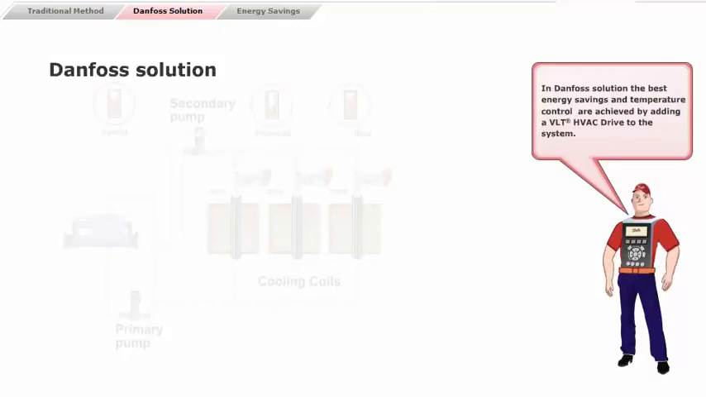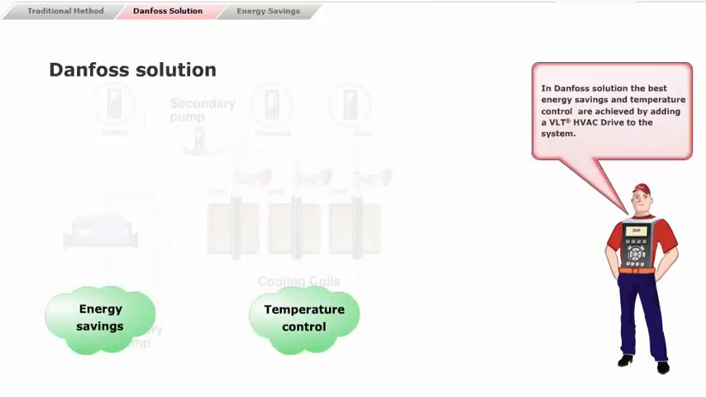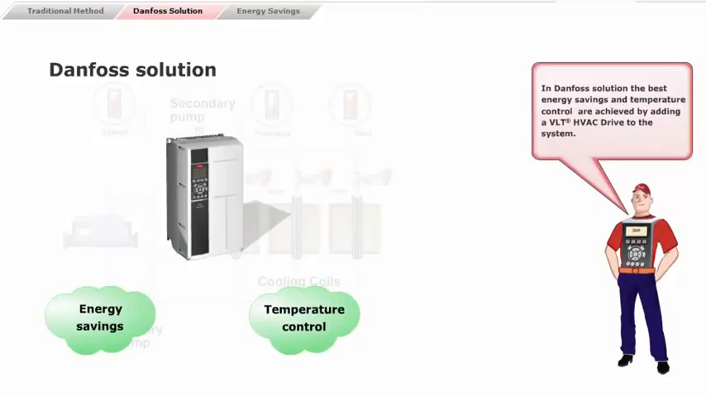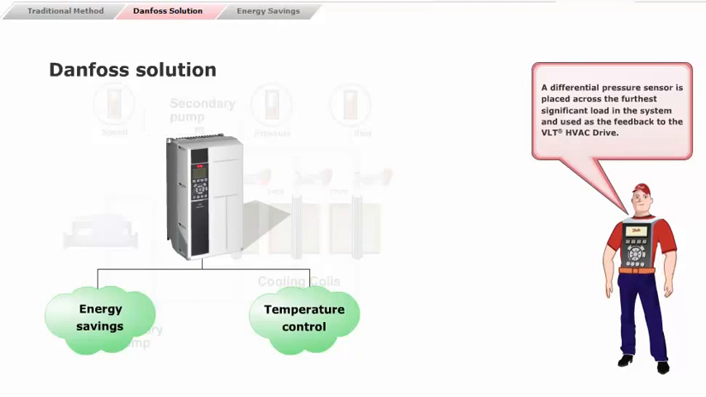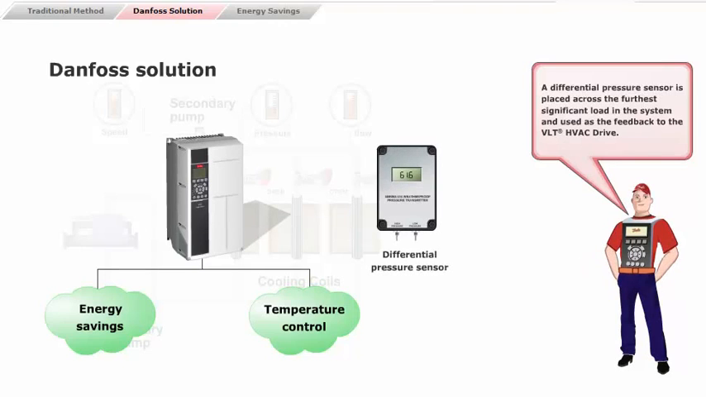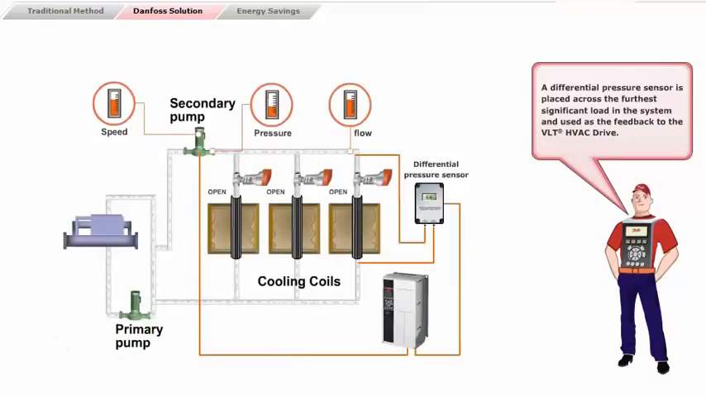In the Danfoss solution, the best energy savings and temperature control are achieved by adding a VLT HVAC drive to the system. A differential pressure sensor is placed across the furthest significant load in the system and used as feedback to the VLT HVAC drive. The differential pressure sensor should be installed across the coil and control valve to measure the total pressure drop in the loop.